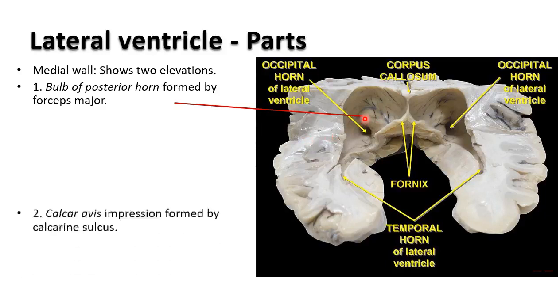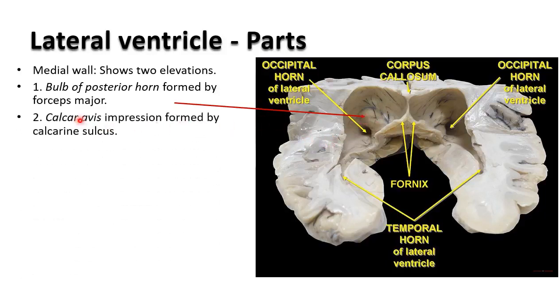Okay, so that is actually called the calcar avis, which is formed by the calcarine sulcus. So in the medial surface of the occipital lobe, sulci and gyri, you would have seen the calcarine sulcus. Along the lips of the calcarine sulcus you have area 17 and 18, the primary and the secondary visual areas. They are situated around the calcarine sulcus.